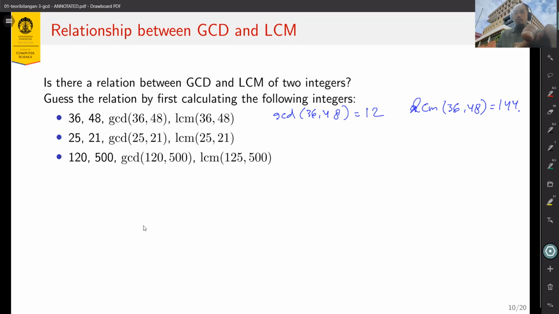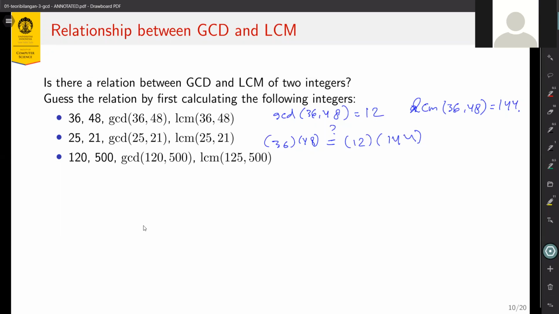So now let's have a look. You have 12, you have 144. Yeah. Now you have 36 and 48. If you multiply them, are they the same? Yes. What is the result of the multiplication? 1728. 1728. Yes. Let's have a look at the next number.